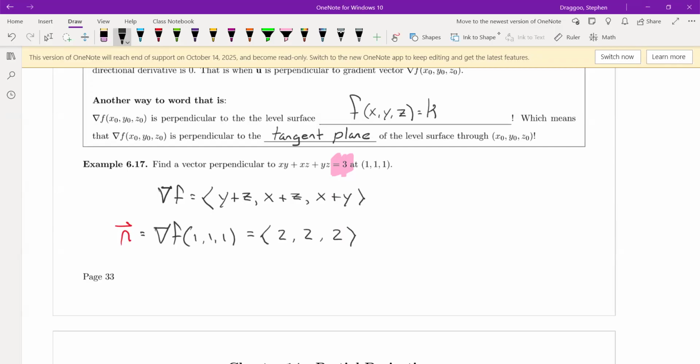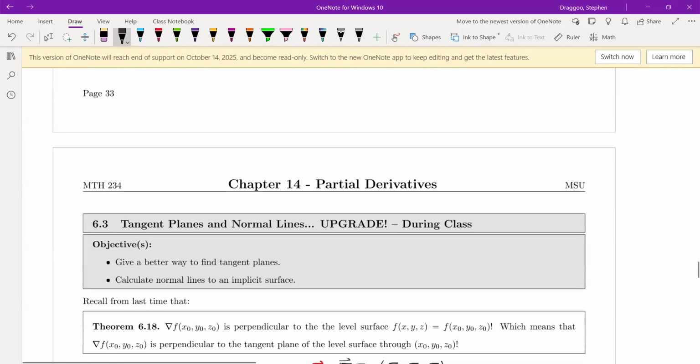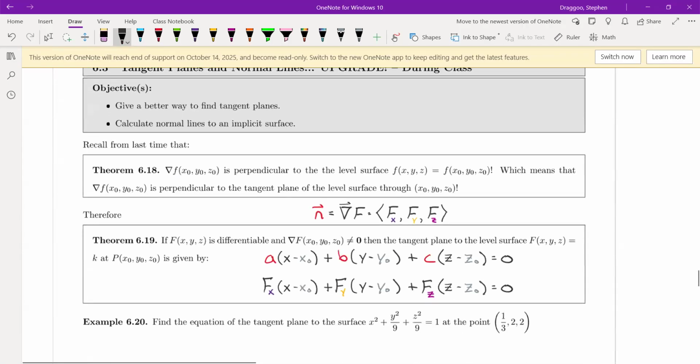So with a normal vector, I can then put that into the equation of a plane. Oh, we didn't even need to do that. Never mind. Here we were just looking for the normal vector, the vector perpendicular to that thing at 1, 1, 1. It's just that. But if I wanted to find the tangent plane, I could just plug that into the equation of a plane and go from there.